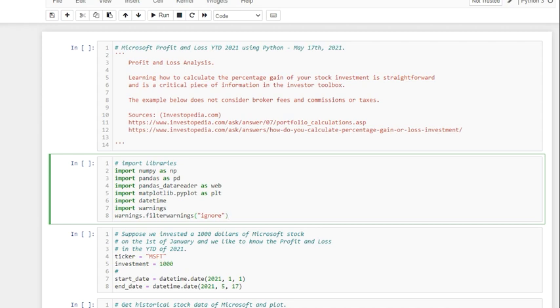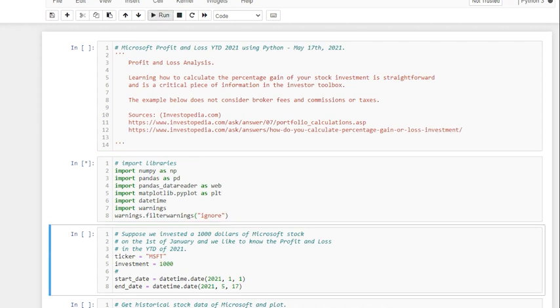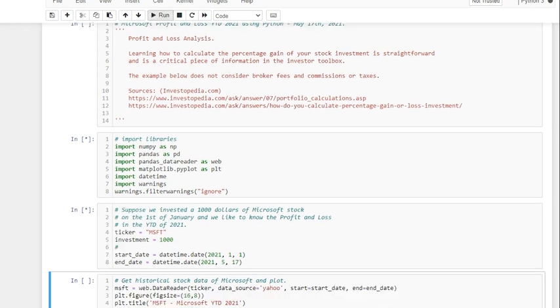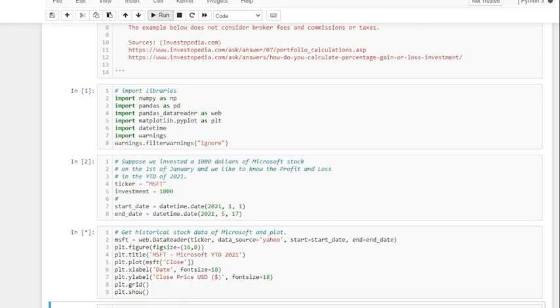Looking at the Python code, we start by importing the libraries. We selected the Microsoft stock and made an investment of $1,000 on January 1st, 2021. We do not include any extra costs, fees, or taxes in our profit and loss calculations.